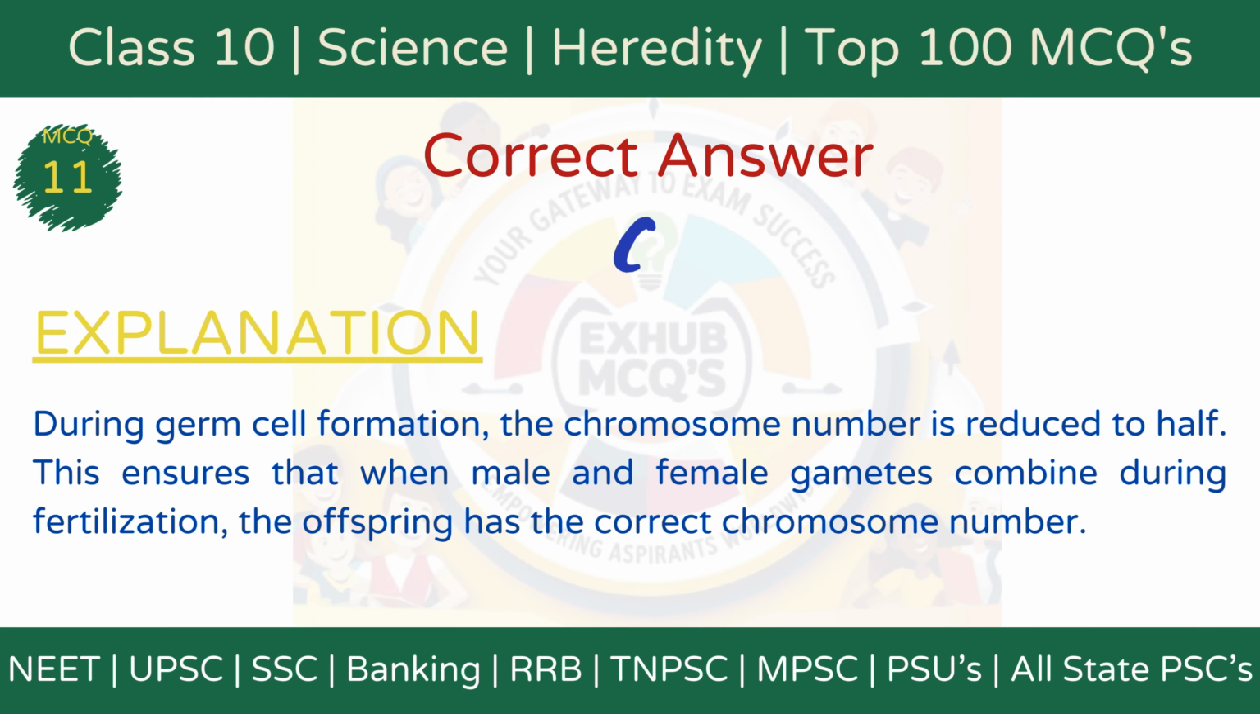The correct answer is option C, reduces to half. Explanation: during germ cell formation, the chromosome number is reduced to half. This ensures that when male and female gametes combine during fertilization, the offspring has the correct chromosome number.